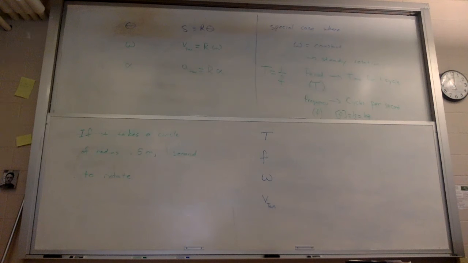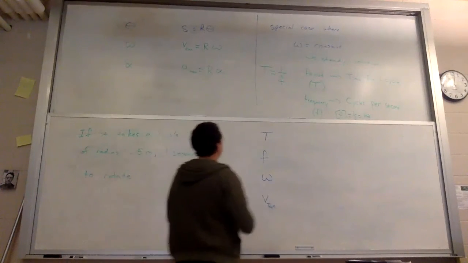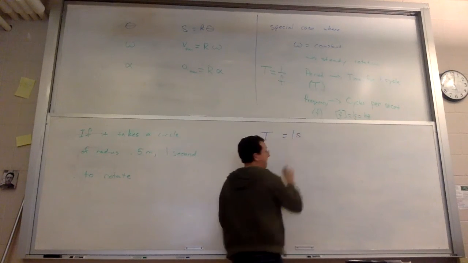What does period measure in words? Time it takes for one rotation. Period is the time for one cycle. Okay. So in this scenario, how much time did it take for one cycle? 1 second. Right? 1 second to rotate all the way around. So the period is 1 second.